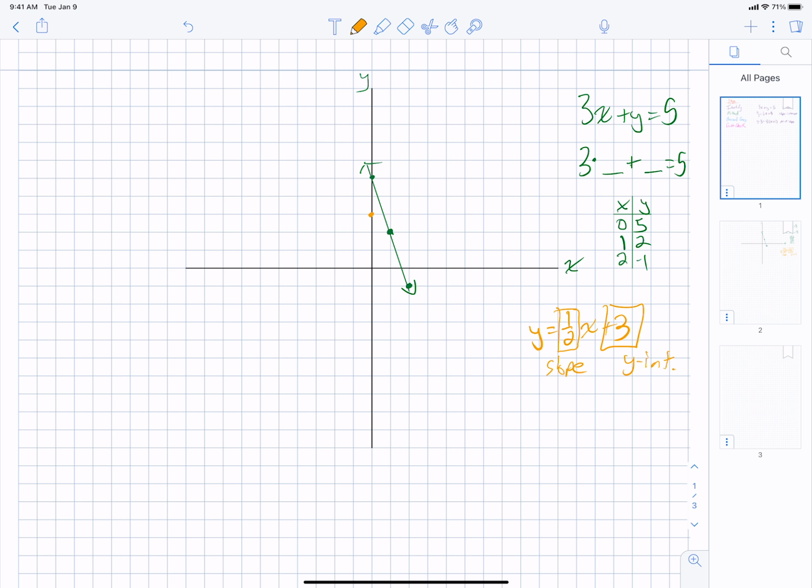And then you use the slope of 1/2. Slope can be described as either rise over run or change in y over change in x. So from there, I would rise 1 and run 2. Rise 1, run 2, make a dot. Rise 1, run 2, make a dot. Positive slopes always go up and to the right.